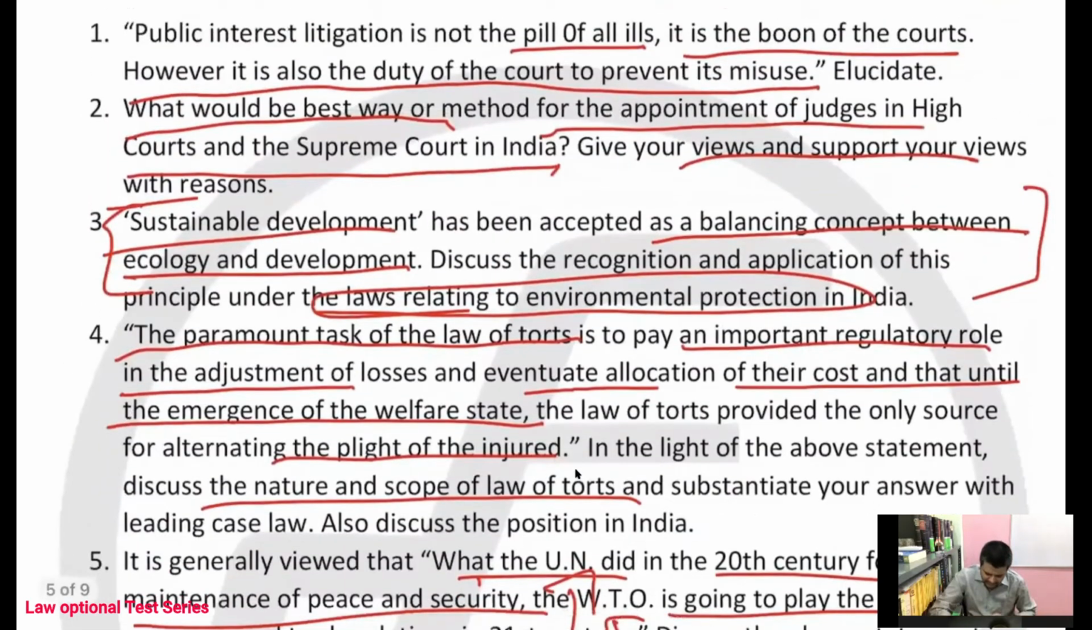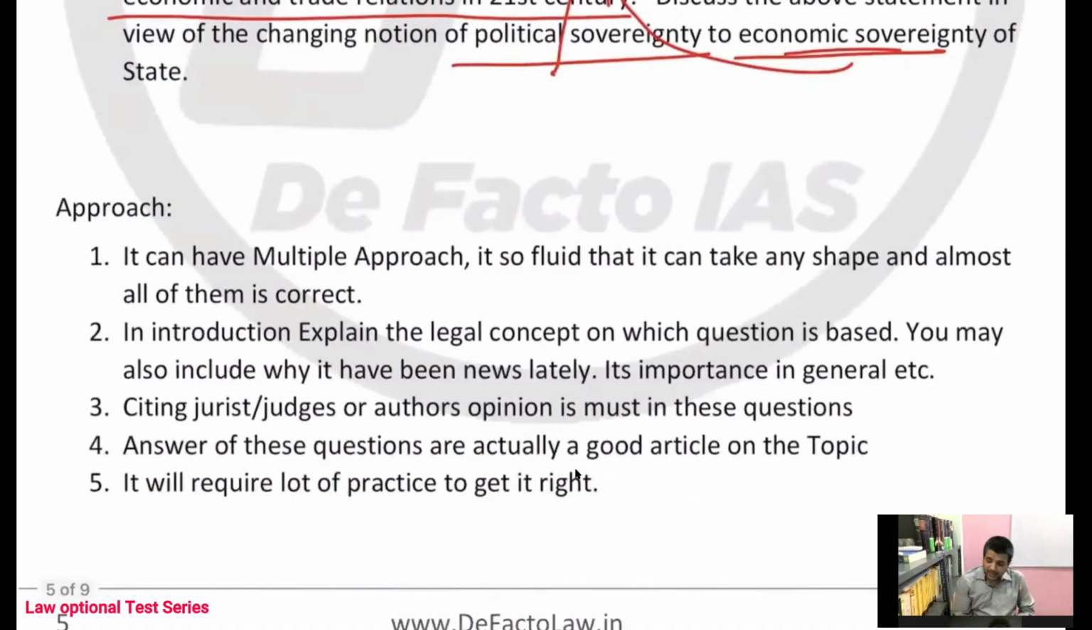It can take multiple shapes. I have written also here. It can have multiple approaches. It is so fluid that it can take any shape and almost all of them are correct, right? So suppose you write something different in it, that doesn't matter. Actually, what it wants is a very perfect article. Very perfect article. And let me tell you a secret here.